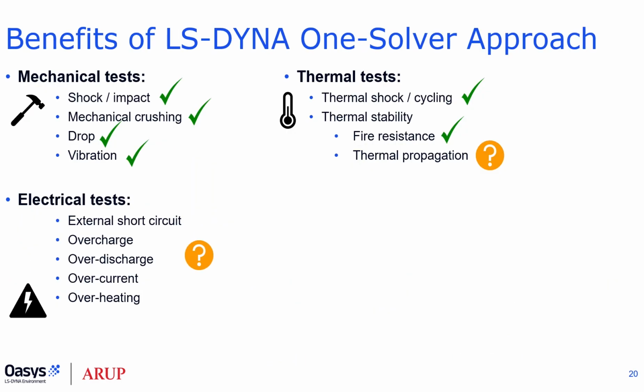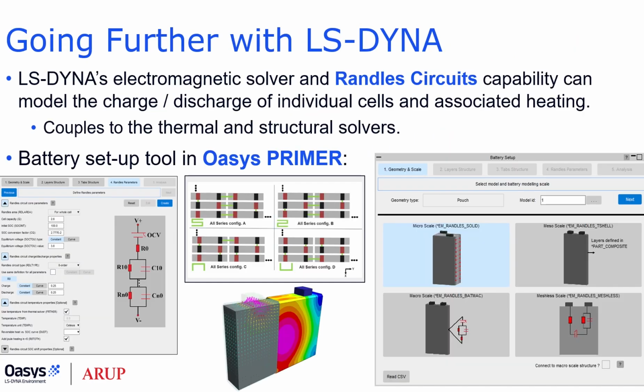So far, we've seen how we can use LS-DYNA as a single solver to address all of the mechanical and thermal tests required by the regulations. But how about the electrical abuse tests? There are several tests where the battery is deliberately overcharged or short-circuited or rapidly discharged to provoke some kind of failure. These types of failure can lead to a thermal runaway, which is another area of great interest to battery makers. The good news is that there are features in LS-DYNA that are available to model these phenomena.